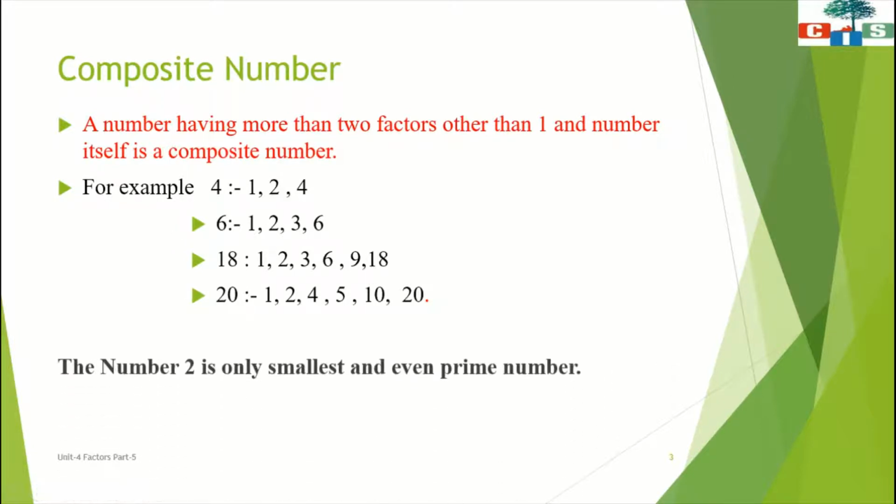Now we'll see one key point. The number 2 is the smallest and the only even prime number. The rest of all prime numbers are odd. Only 2 is the smallest and even prime number. Scholars, you have to remember this statement very properly.